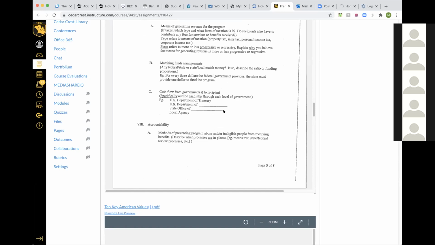Okay, cash flow from government to recipient. This is very similar to what you did here, where I said administrative arrangements. Good, my internet connection is unstable. Well, I'm not very stable either, so it seems to work out. Okay, I want you to do the same thing you did in that one. I want you to start with the U.S. Department of Treasury, because that's relevant.